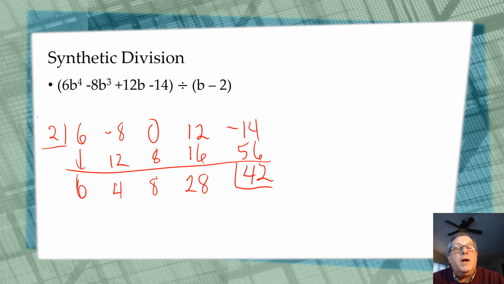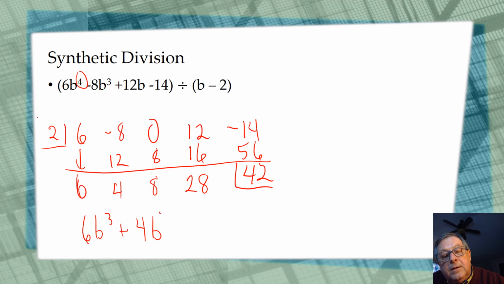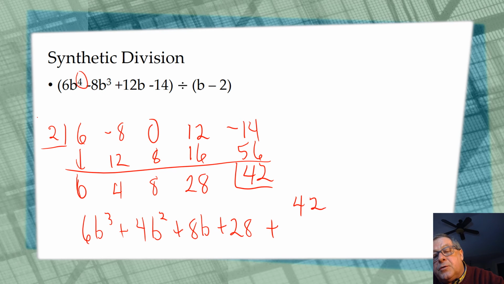All right, now I'm ready. So we started here with the fourth power. So I've got my depressed polynomial then is 6b cubed plus 4b squared plus 8b plus 28 plus my remainder of 42 over b minus 2.